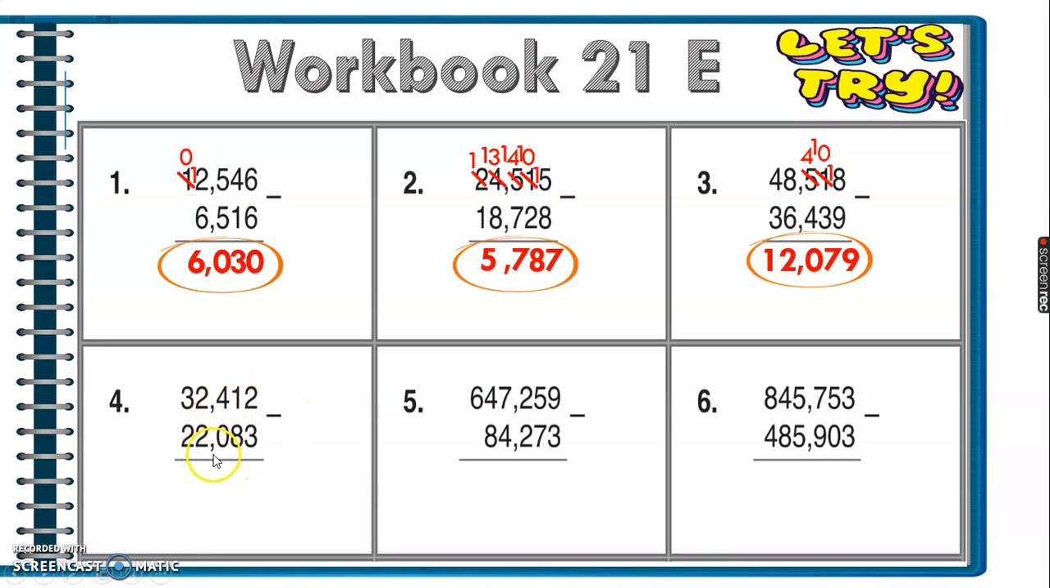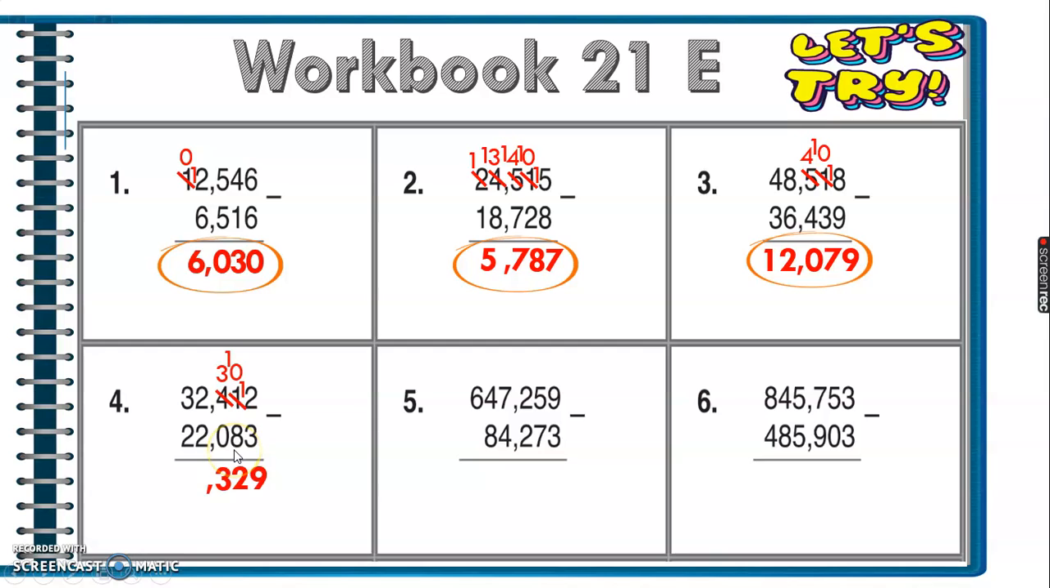32,412 minus 22,083. So 2 minus 3 cannot be, so we can borrow from 1. 1 will become 0, and then 2 will become 12. So 12 minus 3 is equal to 9. 0 minus 8 cannot be. So we can borrow from 4, and 4 will be 3. And then 0 will become 10. So 10 minus 8 is equal to 2.